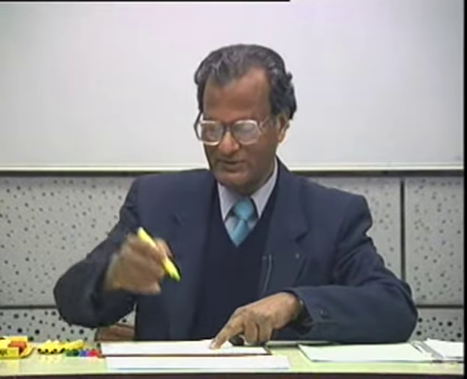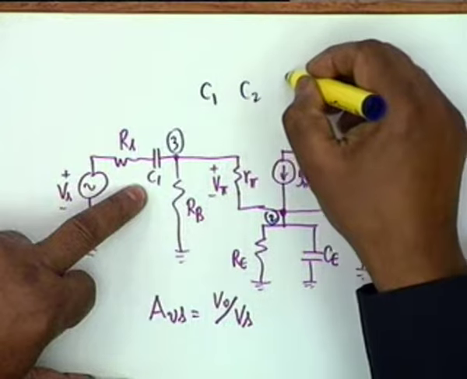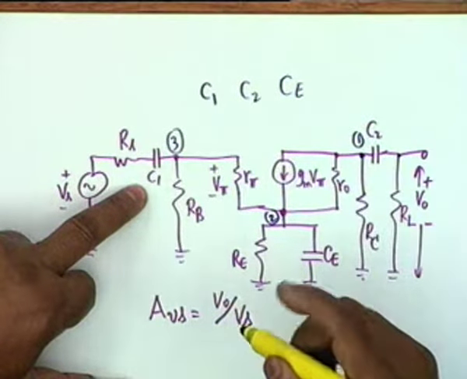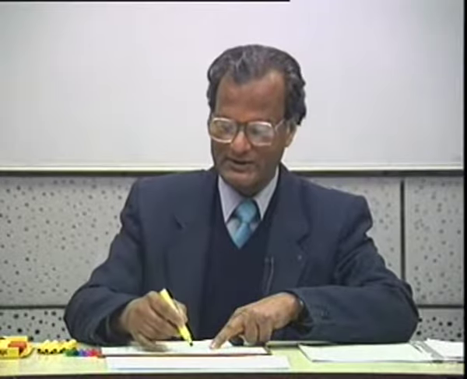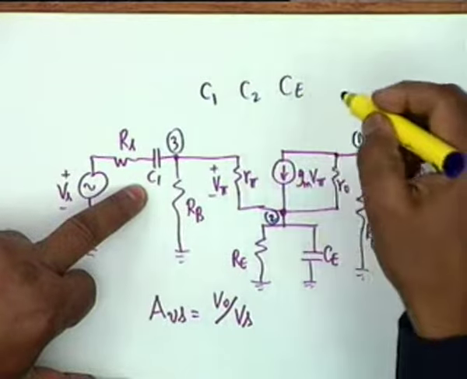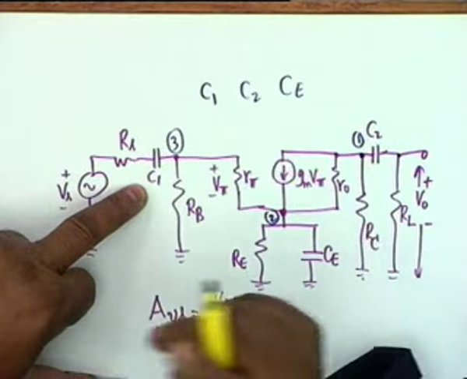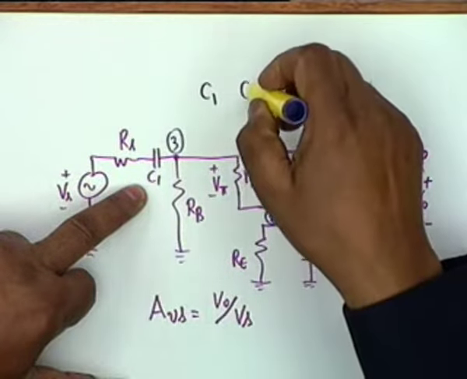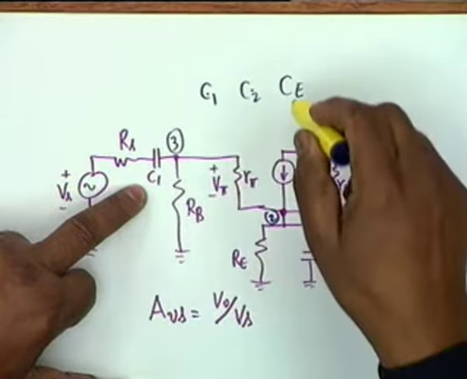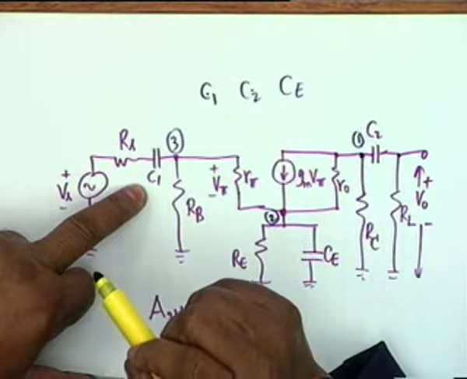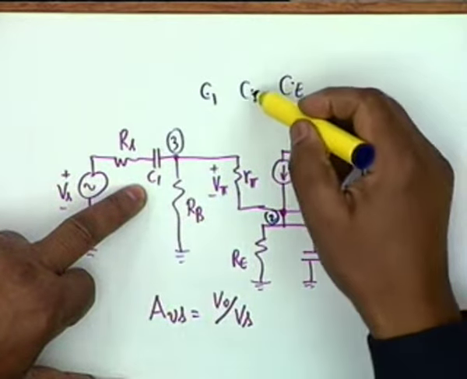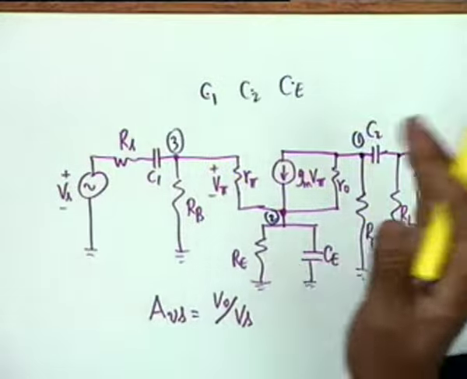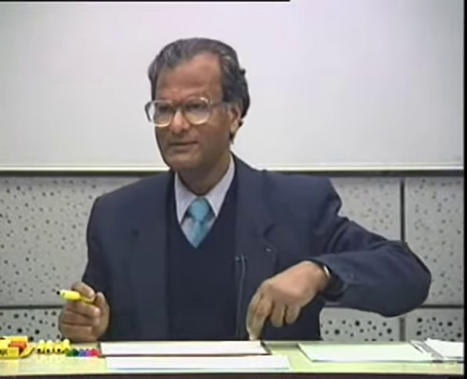So what we will do is we will consider the effects of C1, C2 and CE one at a time. That is, when we consider the effect of C1, we assume C2 to be infinite and CE to be infinite, so that they act as shorts. When we consider the effect of C2, we consider C1 to be infinite and CE to be infinite. Similarly, when we consider the effect of CE, we shall assume these two to be short. Then we will try to combine, and this combination is very illuminating. It's also a very bold step, but it works.